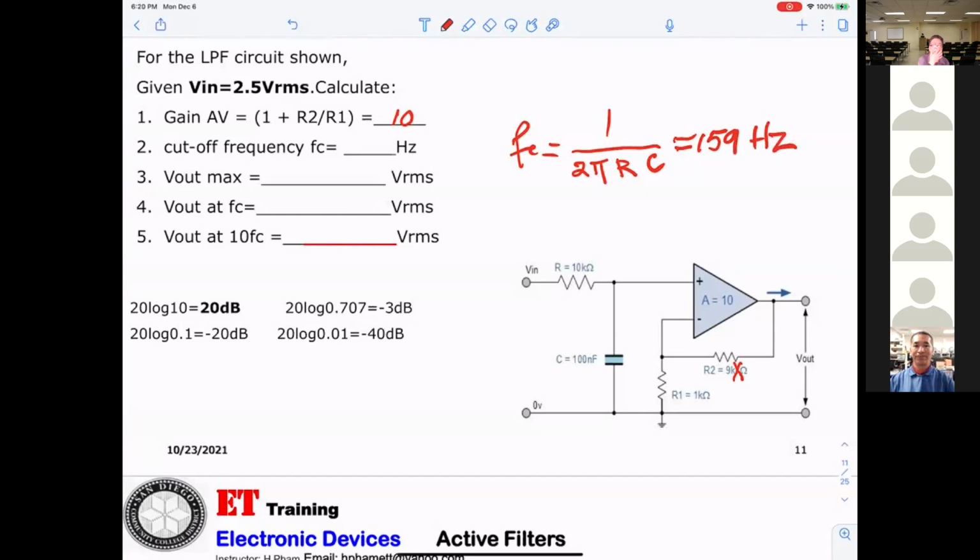The resistor is 10 times bigger than it was in the last problem, and the capacitor is the same. Okay, that makes sure that when they do the calculation, they get the right answer.